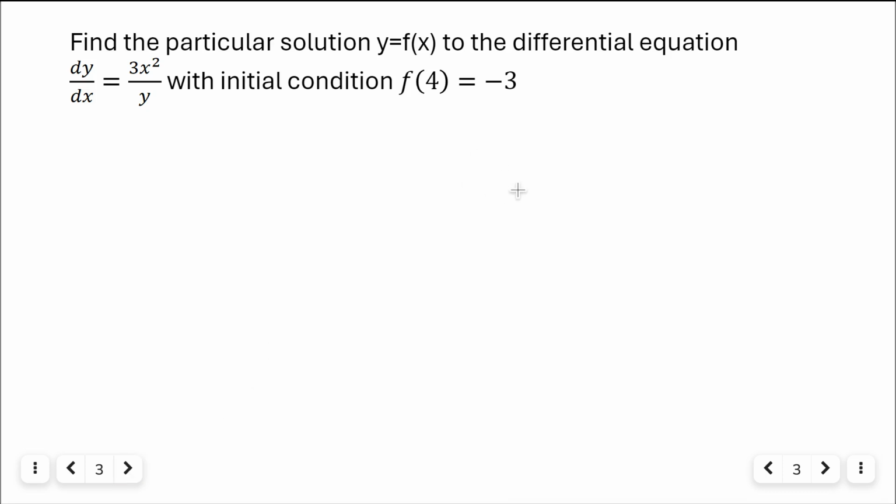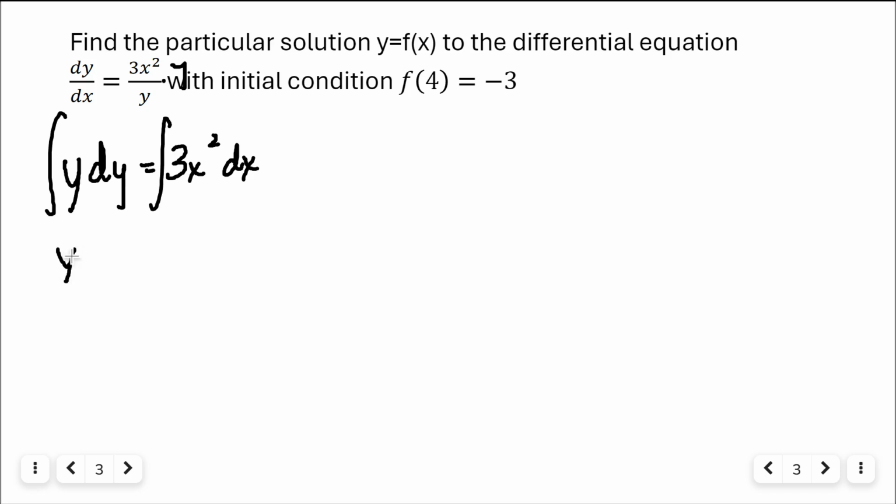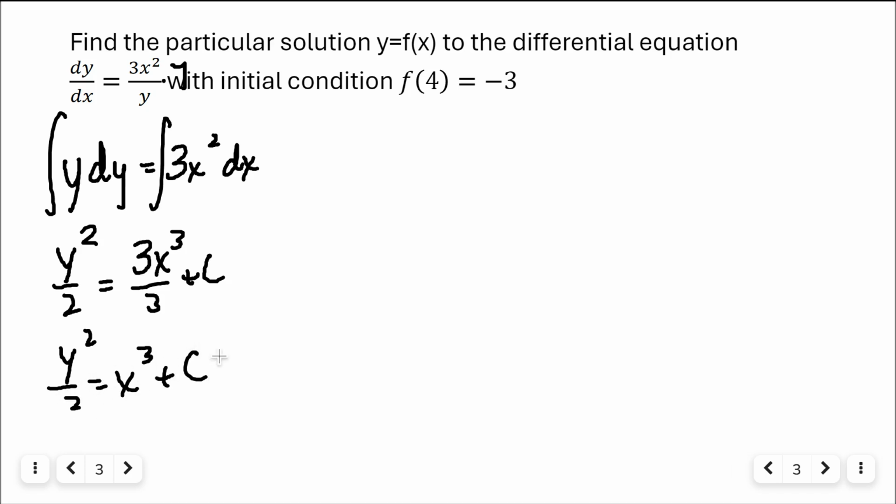Okay, I want to find the particular solution y equals f of x to this differential equation with initial condition f of 4 equals -3. All right, so first thing I'm going to do is I'm going to separate my variables. So I'm going to multiply both sides by y, multiply by dx as well. So I'll have y dy equals 3x squared dx. And now I'm going to integrate on both sides. The integral of y dy is y squared over 2. The integral of 3x squared is 3x cubed over 3 plus c. So y squared over 2 equals x cubed plus c.